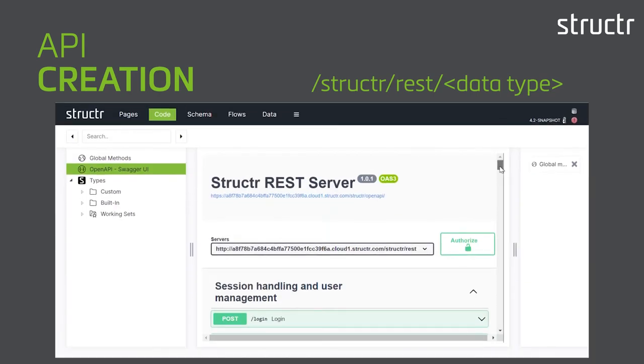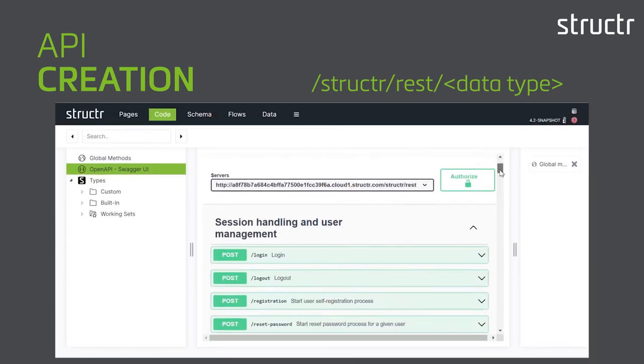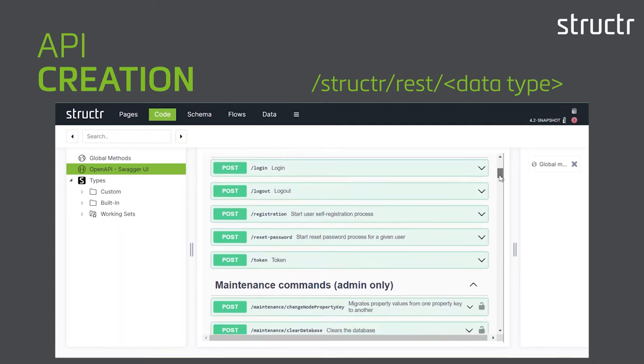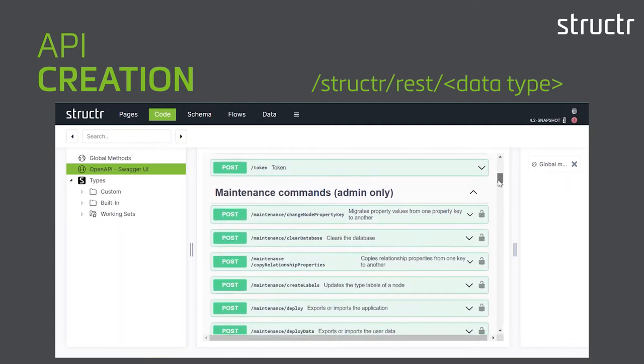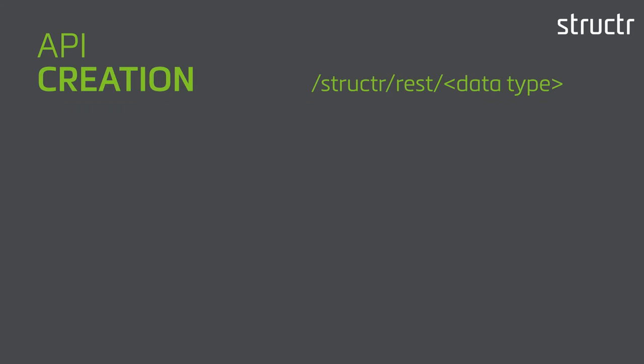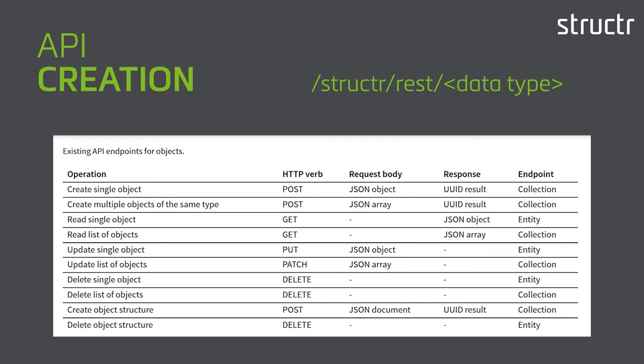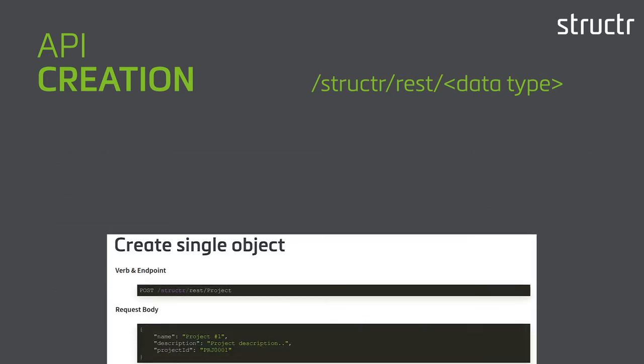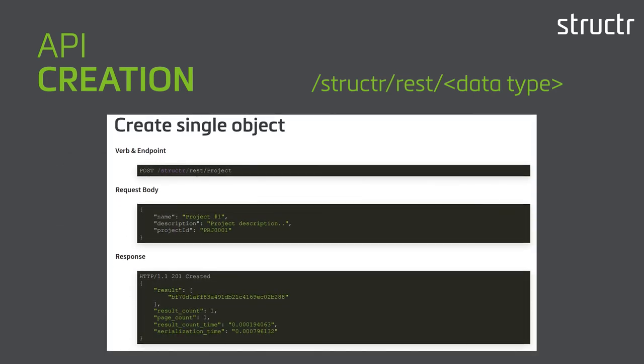As we build our application, Structr automatically updates the API definition for easy access to our data. Access points are automatically created based on the data model and allow for creating, reading, updating, and deleting either single objects or a list of objects identified by their universally unique identifier, or UUID. The API endpoints also allow creation and deletion of an object in Structr.